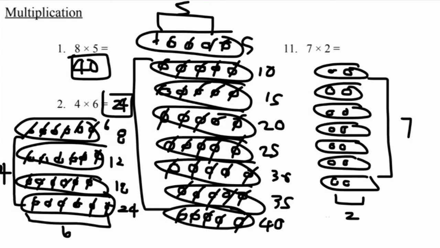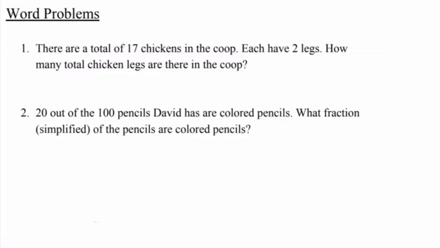Now let's add it all together to find our final answer. 1, 2, 3, 4, 5, 6, 7, 8, 9, 10, 11, 12, 13, 14. 7 groups of 2 represents a total of 14 circles. Therefore, 7 times 2 equals 14. Our last topic is word problems, and it's asking us to solve the numbers below.